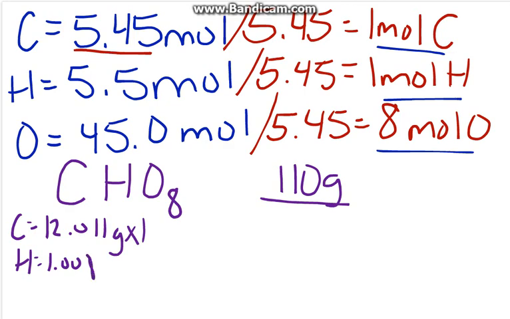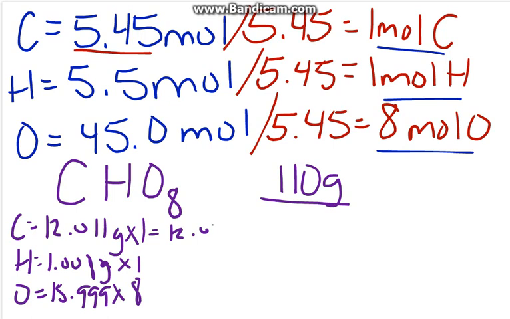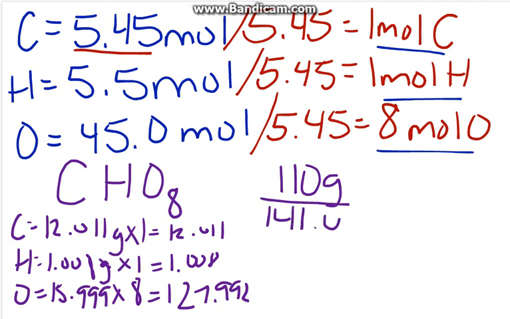Hydrogen, 1.008 grams times 1. And then oxygen is 15.999 times 8. You would add that up. Let me write this real fast. Anyway, you would add all 3 of those up, and you would just simply divide your experimental mass by that molar mass. And that molar mass is 141.011.